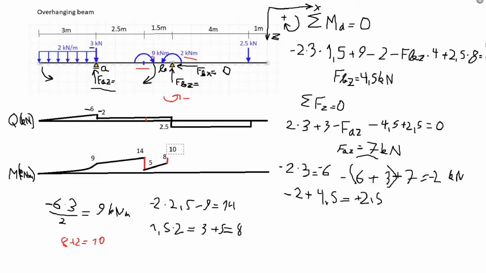And finally, we have this huge rectangle, this 4-meter rectangle, which has the height of 2.5 kilonewtons. 4 times 2.5 kilonewtons will give us 10 kilonewton meters, and when we subtract our 10 kilonewton meters that we have on the moment diagram, we will get back to 0. And again, this is a linearly decreasing line because the shear force diagram has a horizontal line.